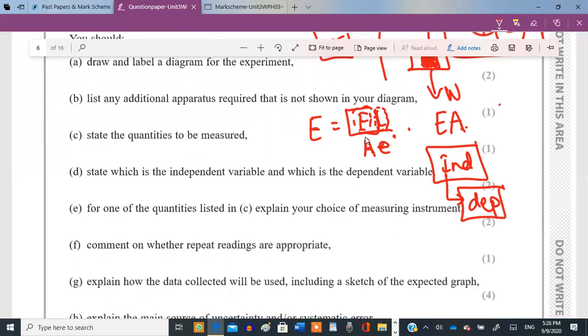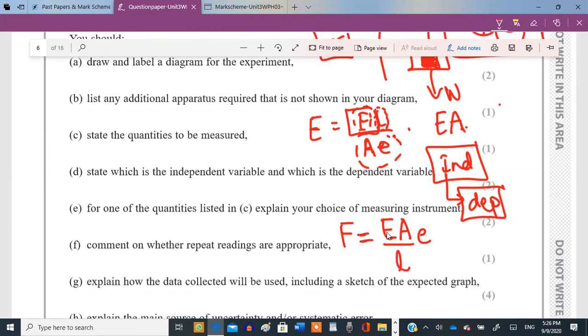So if we rearrange this formula, it's going to become F is equal to, you take both the A and the small e to the other side. So it's going to become EA multiplied by the small e divided by the length. I brought this length down here. So if you look at this, this is actually Hooke's law. Why am I saying that?